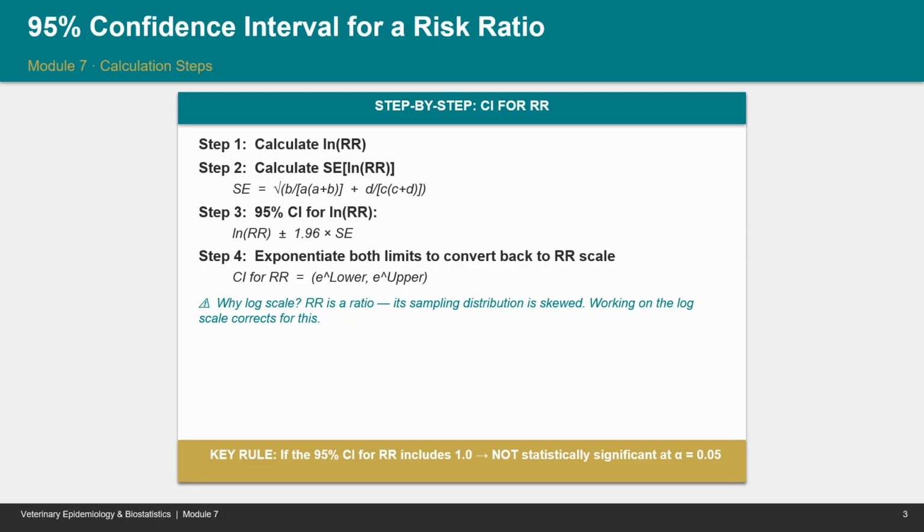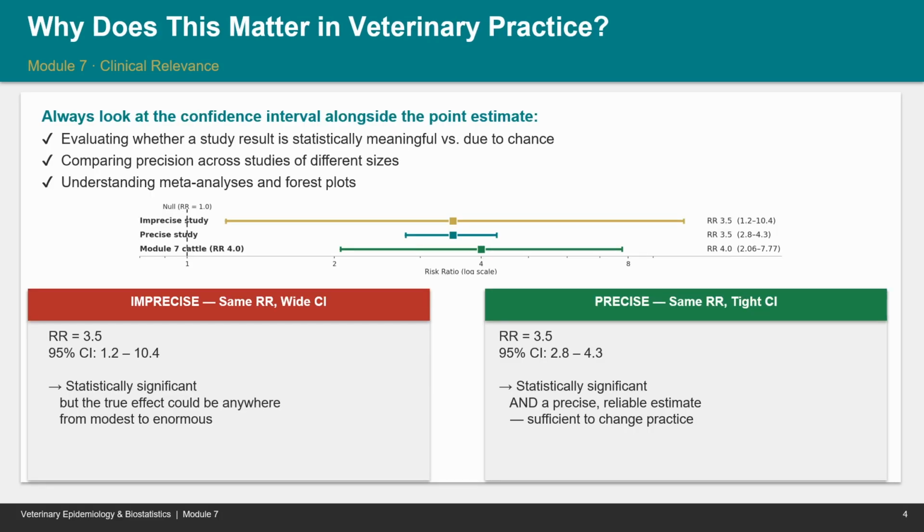Calculating a CI for a risk ratio involves a few steps because we work on the log scale. This is because the RR is a ratio and its sampling distribution is skewed. We take the natural log of the RR, calculate the standard error, apply the 1.96 multiplier for 95% confidence, and then exponentiate the limits to get back to the original scale. The key interpretive rule: if the 95% confidence interval includes 1, the result is not statistically significant because 1 means no association. Always look at the confidence interval alongside the point estimate.